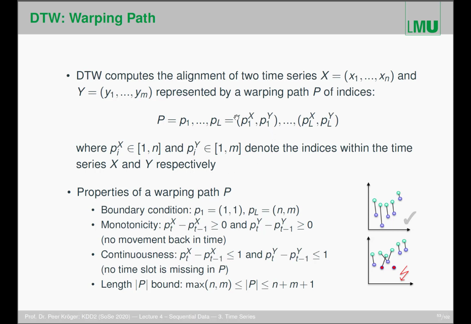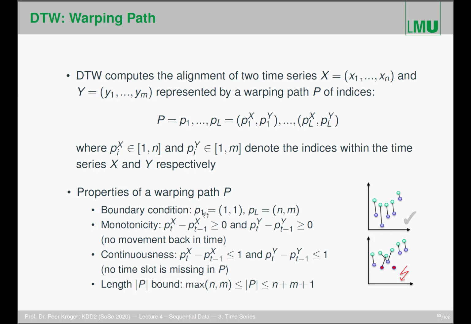And those time slots, or those values from x and y here in those pairs, can be from different time slots. That's the most important point now. And now there are some very important properties of this warping path here.